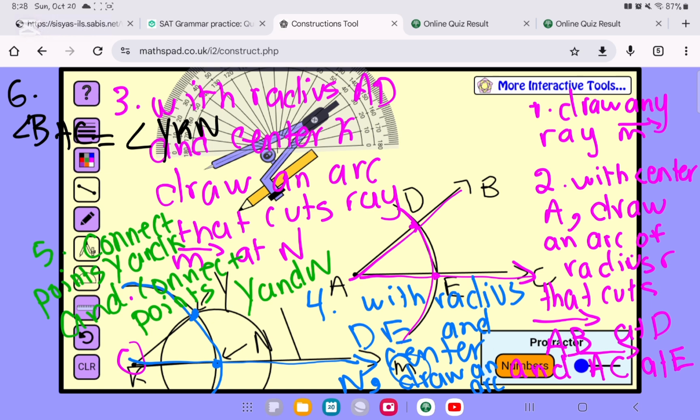The fifth step we're gonna do is that we're gonna connect points Y and K and connect points Y and N. And we're gonna get as a final result that angle BAC is equal to angle YKN.